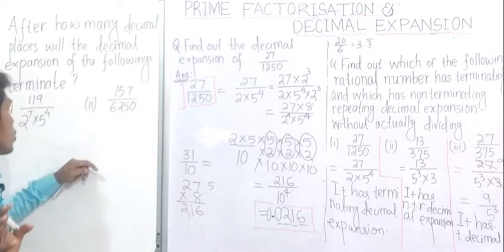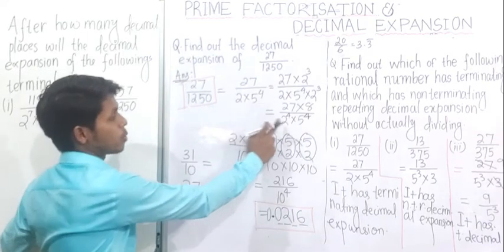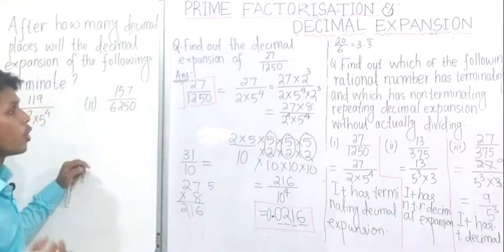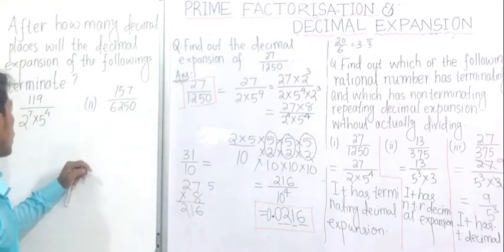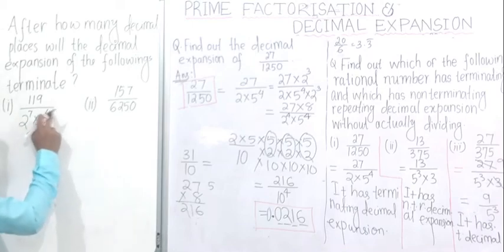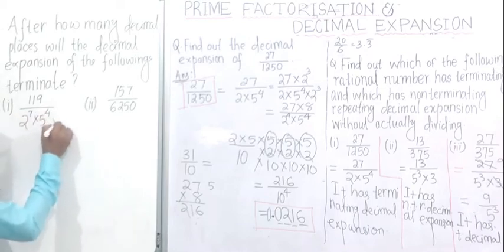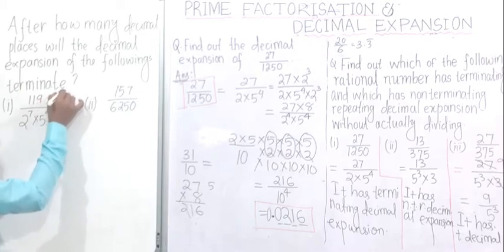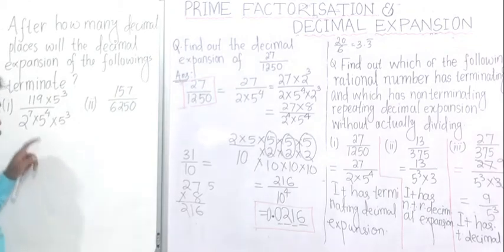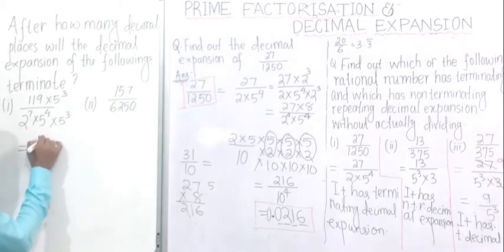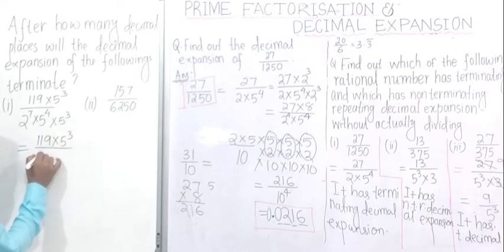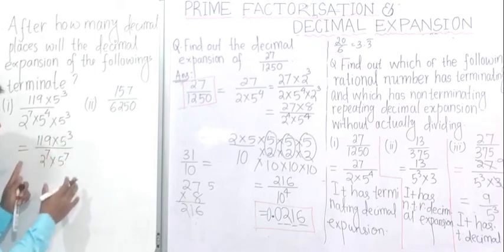So what we need to do? Here we had learnt that if the exponents are not the same, you have to multiply either 2 or 5 as per the need to make the exponents equal. Here 5 is 4 times and 2 is 7 times, so we need to multiply 5 cubed here and also in the numerator to make it equivalent. So now it will become 119 into 5 cubed divided by 2 to the 7th power and 5 to the 7th power. You don't need to do all this, I am just doing this.